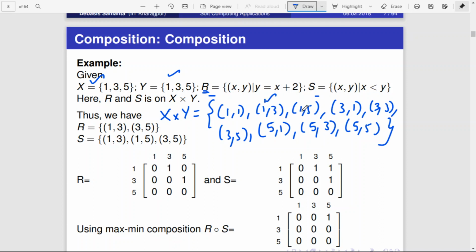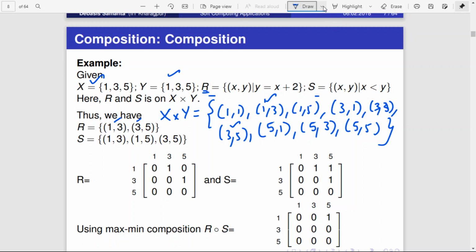Then x is 1, 1 plus 2 is 3, this is not 3. Then x is 3, 3 plus 2 is 5. This is not 5, this is 3. Okay, 3 plus 2 is 5, this is 5. So this is another element we can pick for R. Then 5 plus 2 is 7, and none of these are 7. So we are getting two elements for relation R. What are they? 1 comma 3 and 3 comma 5.